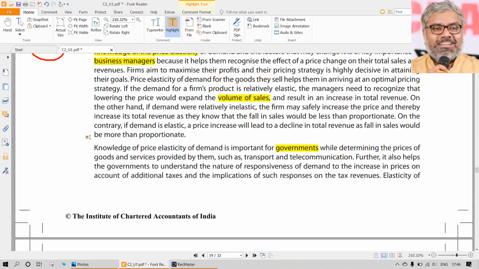But not only them, even the governments should understand, in order to set the prices of the products and services they are offering, something like transportation, etc. Nowadays that is also almost privatized. But majorly, to understand how additional taxes can actually be levied depending upon the price elasticity of demand of a particular product. Now you can, for example, once again understand this.